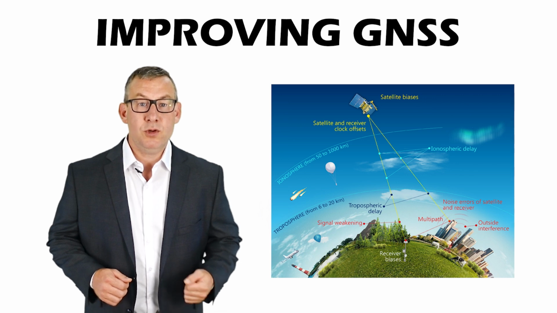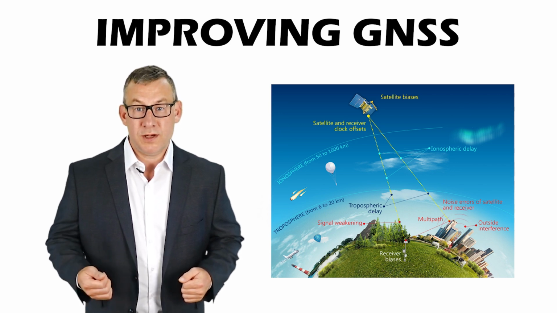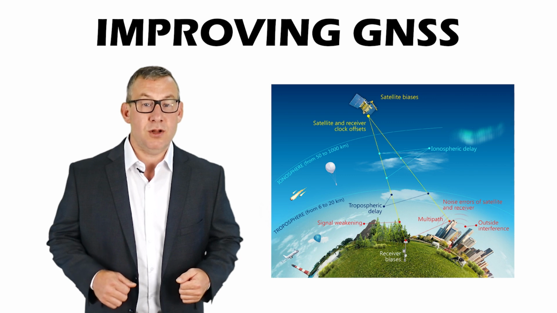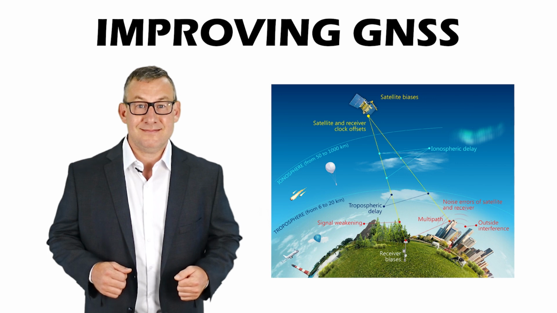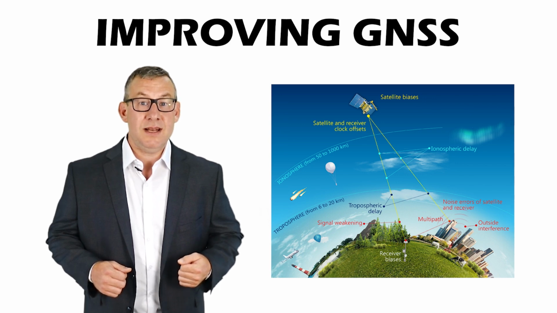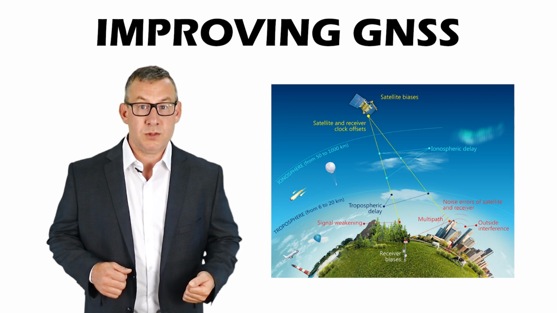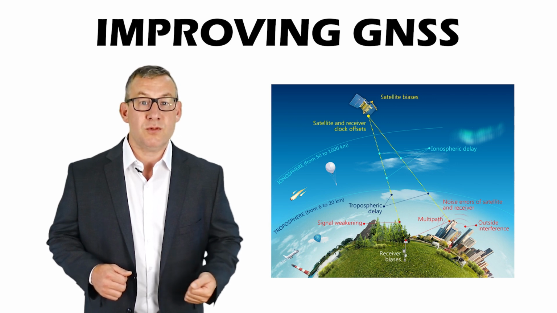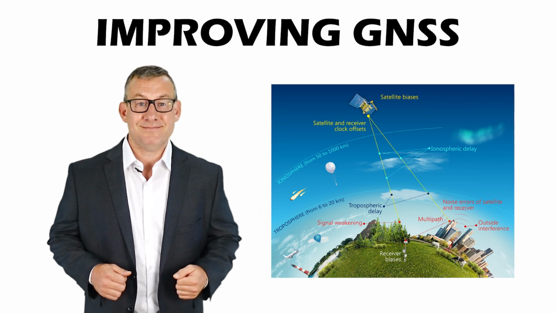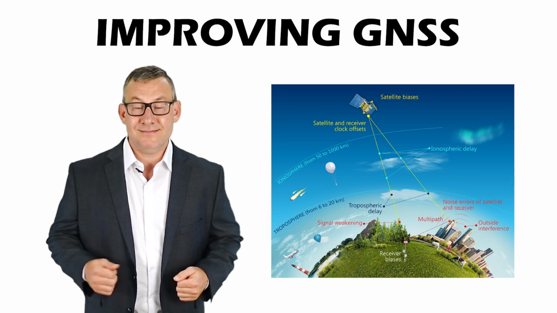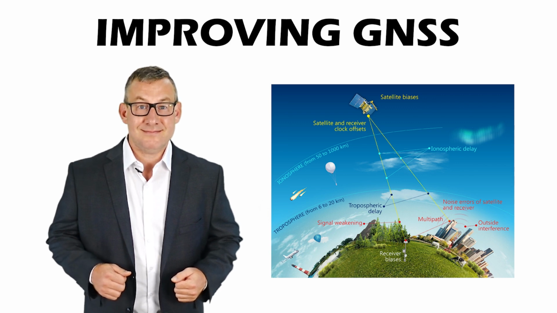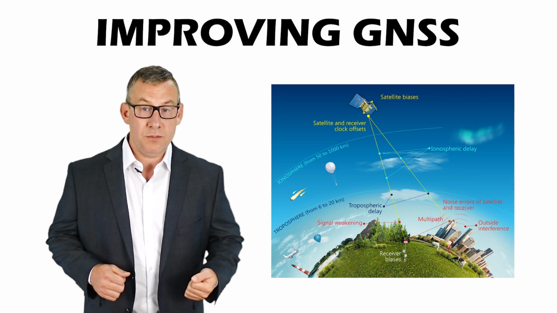GNSS measurements can be improved by averaging multiple position fixes, using dual frequency receivers that collect information on multiple GNSS signals simultaneously, by setting a low signal-to-noise ratio, which will ignore signals with high noise, which reduces multipath signals, by using differential correction, and by setting a low PDOP threshold.